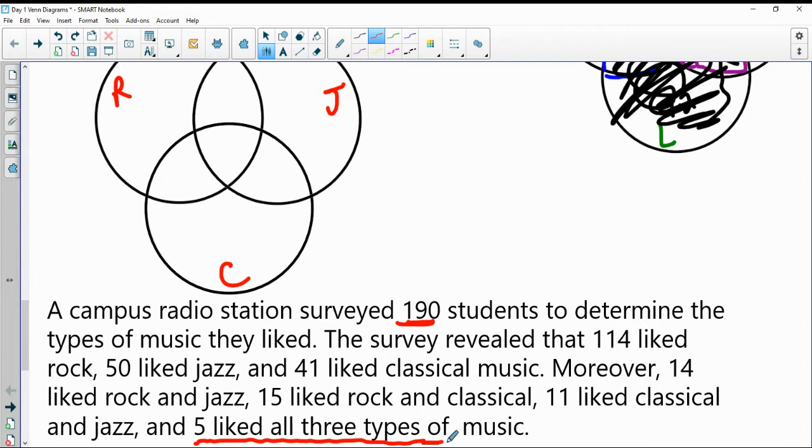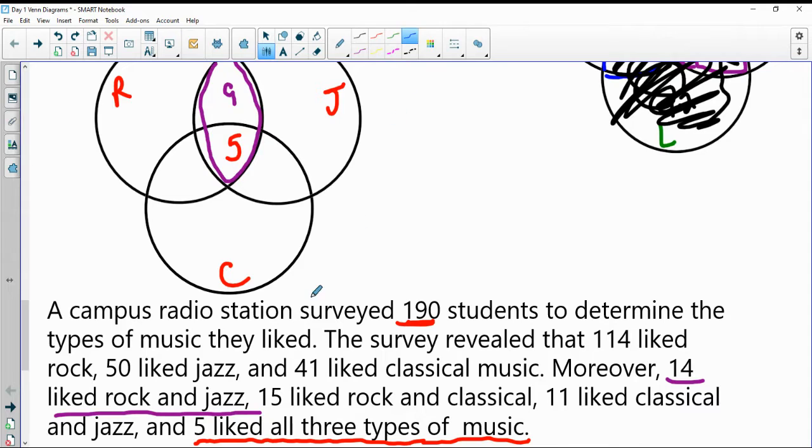The reason why I know that is because I didn't want to put 14 because I don't know who went in there and there. I know that total in this part would be 14, but I need to know this part. So 5 liked all 3. After that, you can start figuring out the rest. So I got 14 that liked rock and jazz. So inside this is rock and jazz, is a total of 14. So I got to take that 14 and subtract 5.